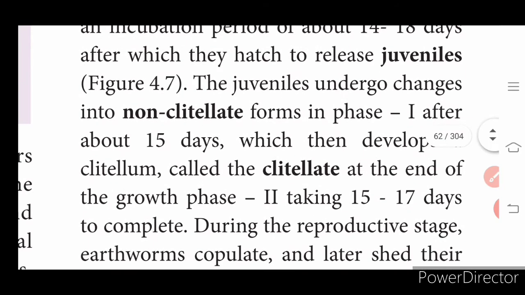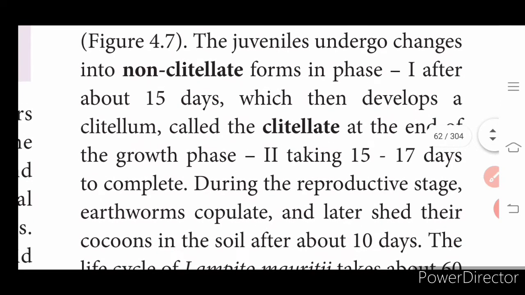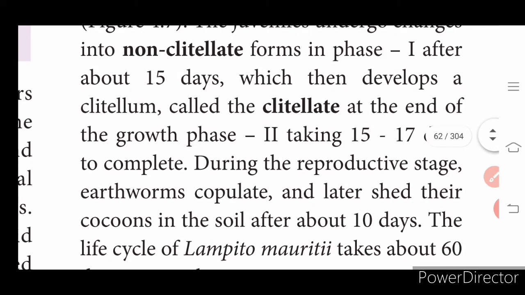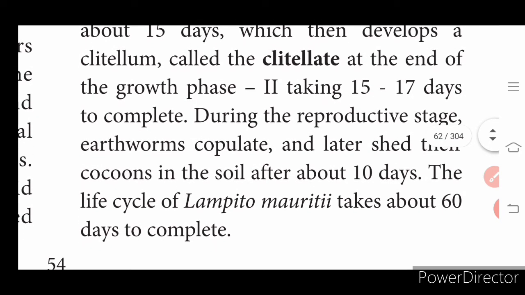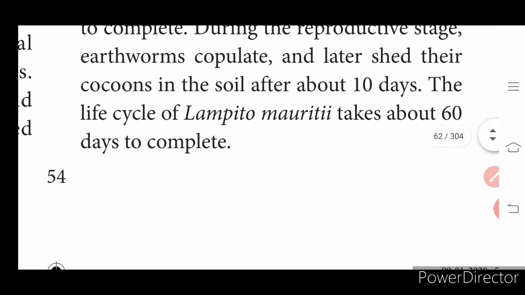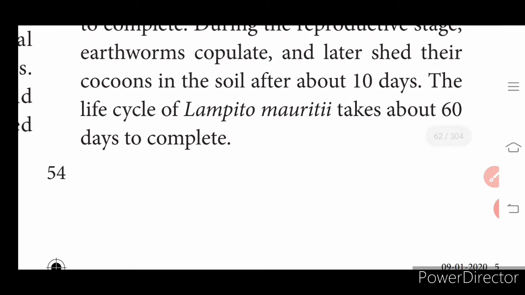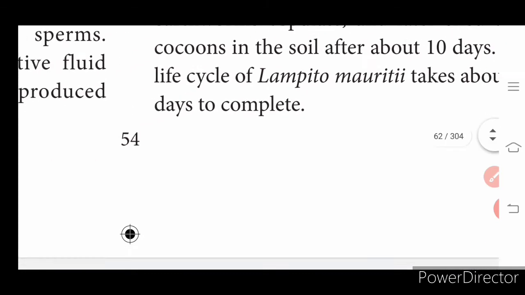Then the juveniles, do you follow? The word juvenile means the young one. The young one undergoes a change into the non-clitellated form. As you know, the young ones do not show the clitellar region. Then after 15 days, it starts developing the clitellar region, so that it is able to produce the young ones. The life cycle takes about 60 days to complete.